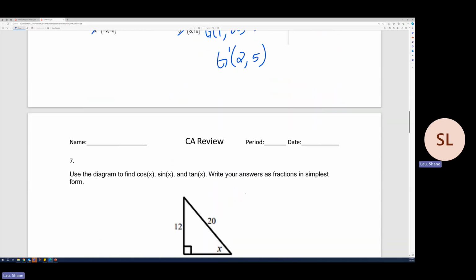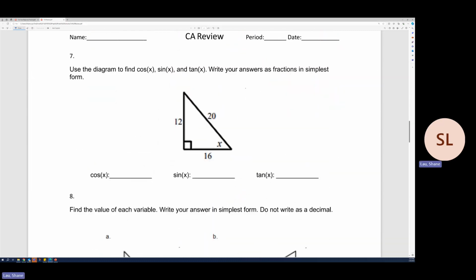We keep going. I have problem 7. Use the diagram to find cosine of x, sine of x, tangent of x. Write your answers as fractions in simplest form. This is my angle I'm looking for. If that's the angle I'm looking at, I go across to the other side. That's my opposite. Of course, the side that is opposite of the 90-degree angle, that is our hypotenuse. Okay, so make sure that you label this correctly. And 16 must be our adjacent. It's right next to us.